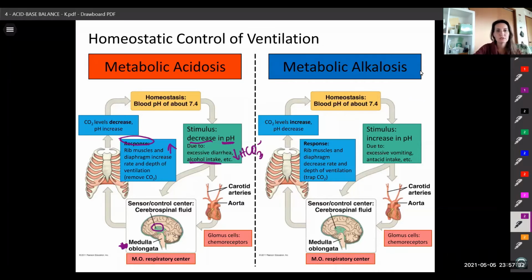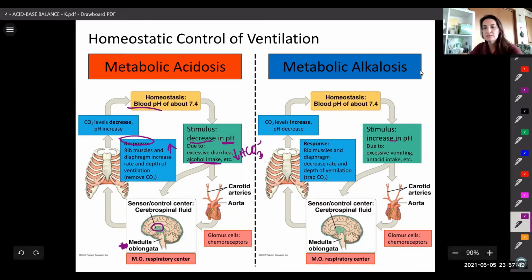Remove more CO2, bring CO2 down to match the low bicarbonate, and blood pH will increase back to within normal range. Then we just see the opposite here for metabolic alkalosis.